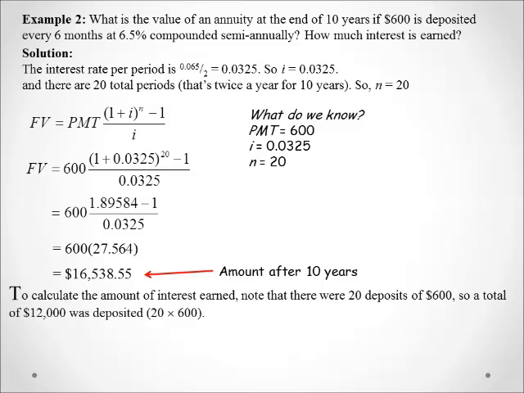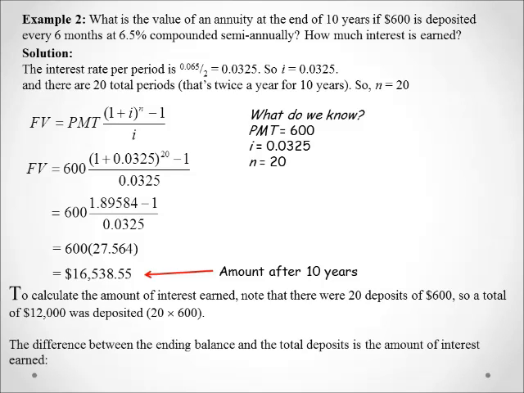That's the total amount after 10 years. Okay, now to calculate the amount of interest earned. Well, how much did we pay into this account in the first place? We got a lot of interest, but we also put in a lot of money. There were 20 deposits of $600, so a total of $12,000 was deposited. That's 20 times 600. The difference between the ending balance, the $16,538.55, and the total deposits is the amount of interest earned. So in this case, 16,538.55 minus the 12,000, we got $4,538.55 just in interest.